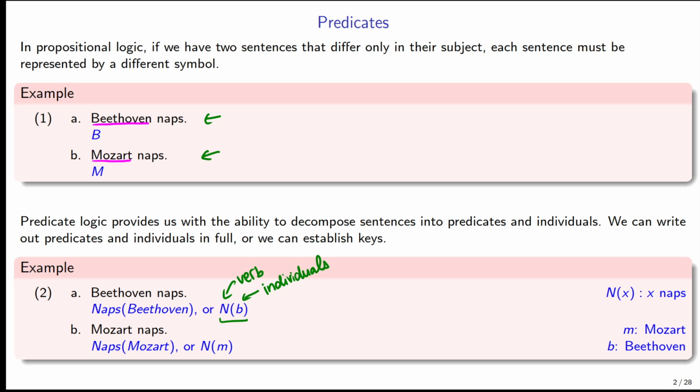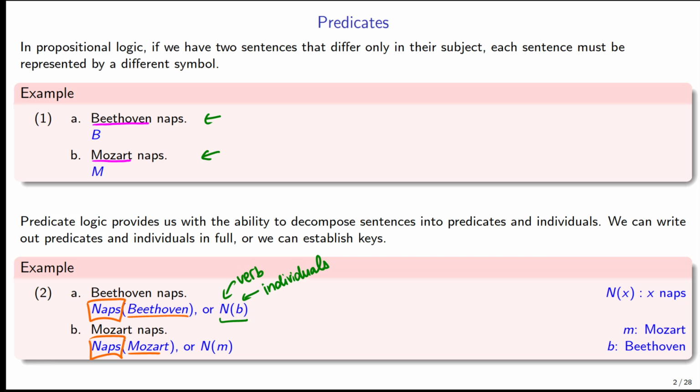And so as you can see, the difference now between Beethoven naps and Mozart naps is just what the subject is. The verb, naps, is now the same. It's represented in both of our translations. Now, there's two different ways that we can do this. I like to write out the entire word, so naps Beethoven, if I'm doing something with real sentences, just because that way it's very explicit what I'm talking about.